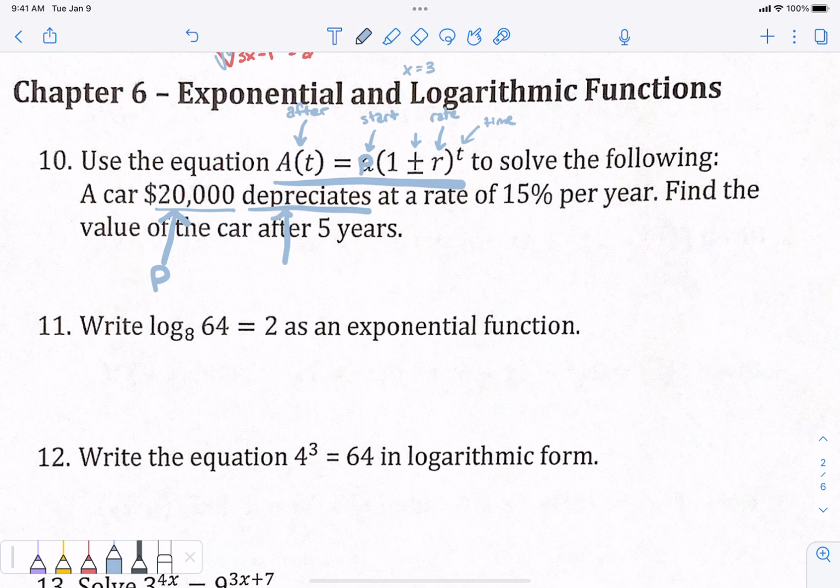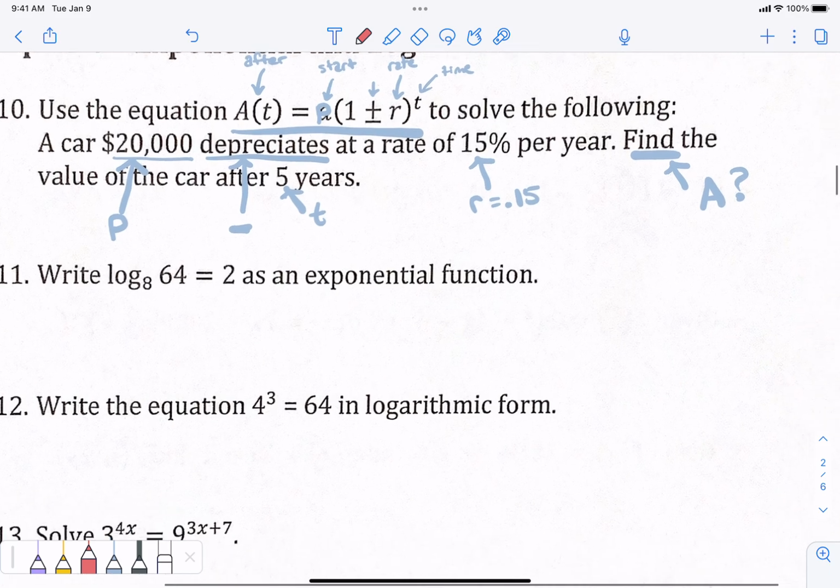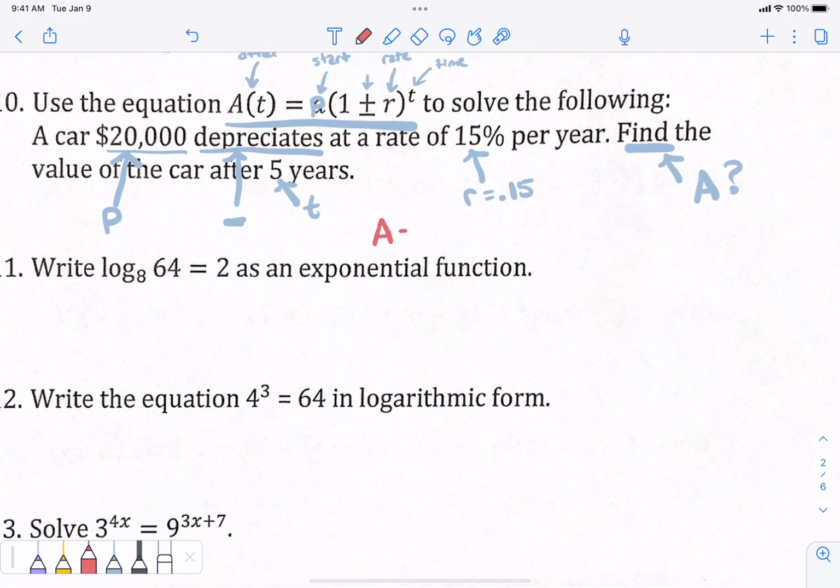Depreciates. What's that mean? Minus, at a rate of 15% per year. So the rate is 0.15. Find the value. So what are we finding? The end value, capital A. That's what we're trying to find. That's what we don't know. Of the car after 5 years, which is time, T. Holy cow, we got lots of stuff going on here. Okay, this is easy. So we're finding A.